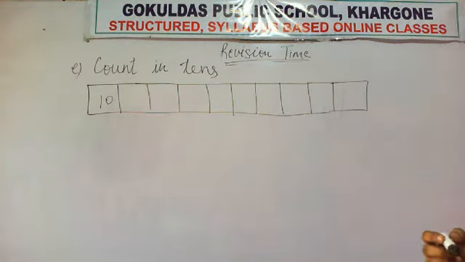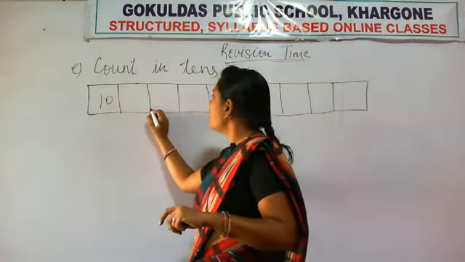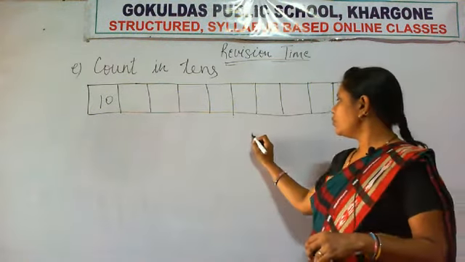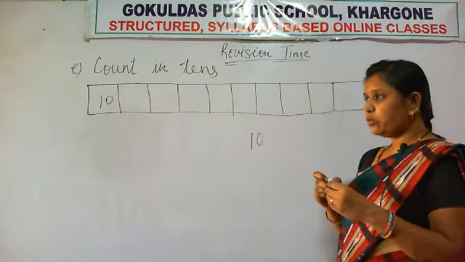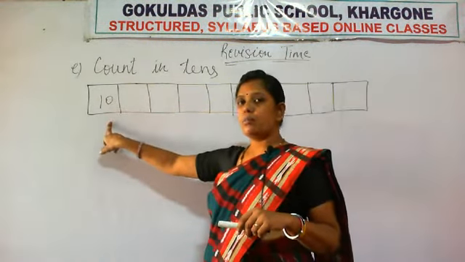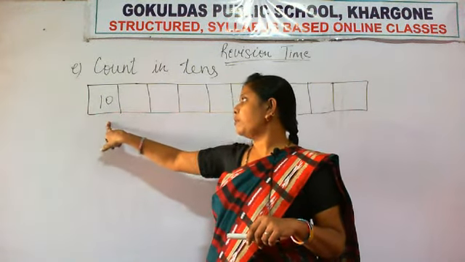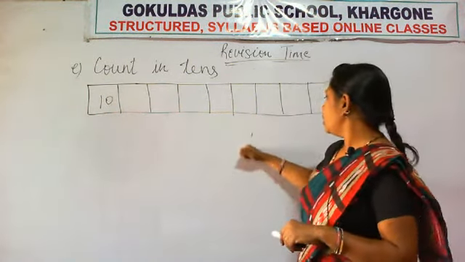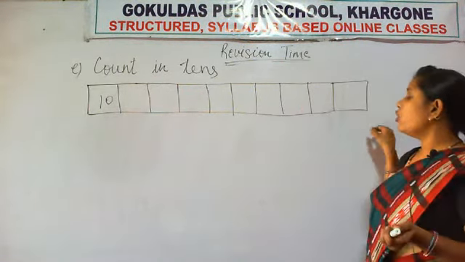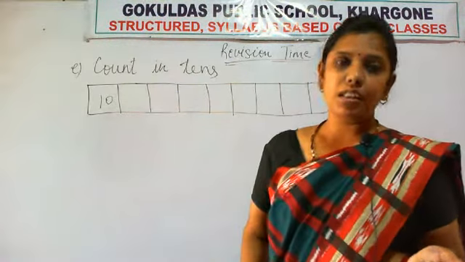Write the question: count in tens. First of all, what is the meaning of tens? What is the meaning of 10? Tens means 1, 0, 10. So you have to count in tens. That means you have to add 10 to the given number, and after adding 10 to this number, you have to write it here. In this way, we have to fill all the boxes by counting the numbers in tens.